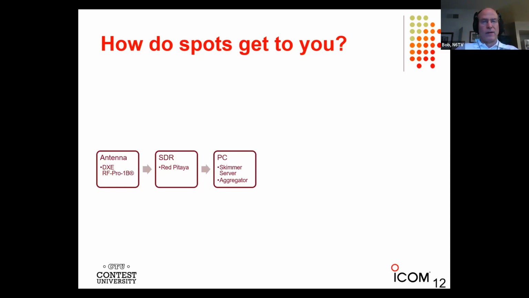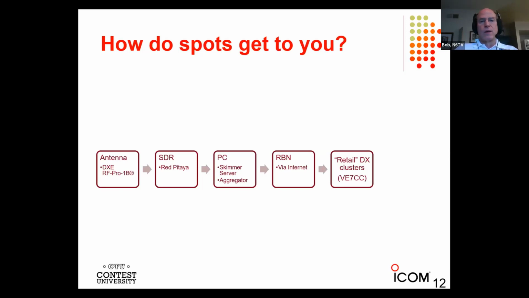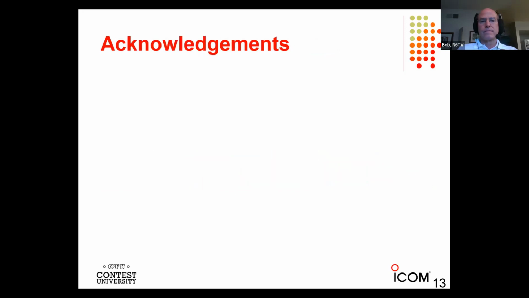The Skimmer server is the one that talks to the Red Pitaya and decodes the CW, and the aggregator is the one that takes those Telnet spots locally and forwards them to the Reverse Beacon Network over the internet. And then the central server distributes all those spots to many retail, as we call them, DX clusters, like a VE7CC node. And then your computer connects to that and gets the spots.